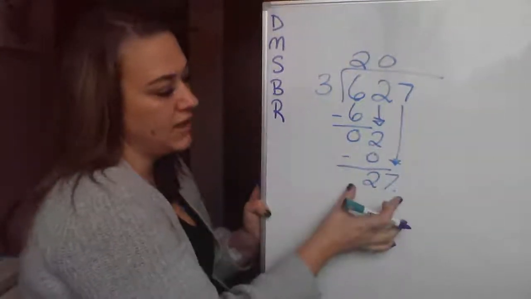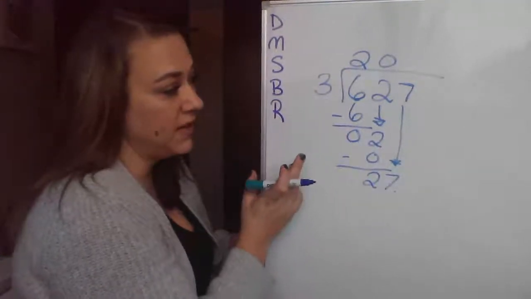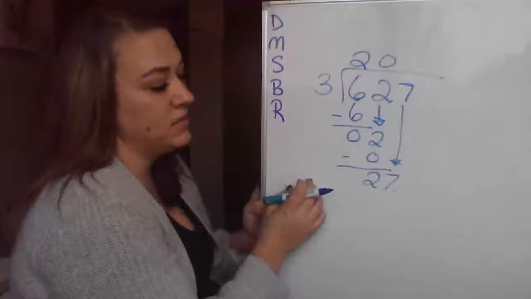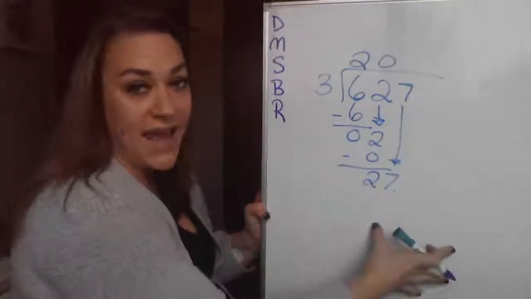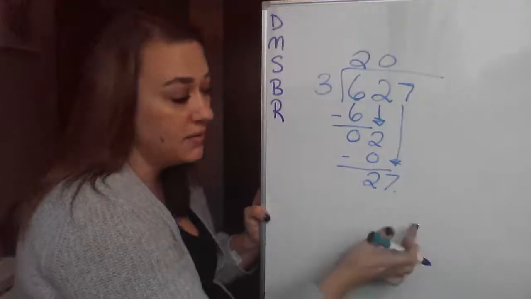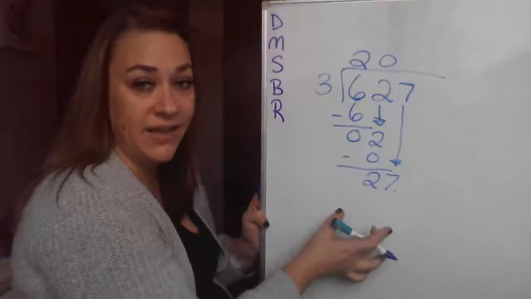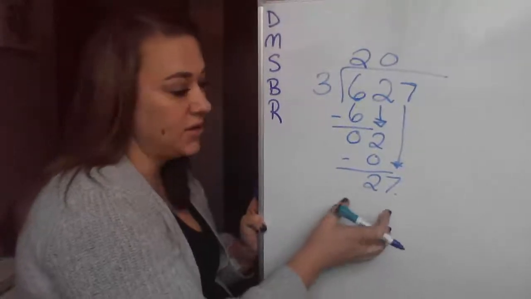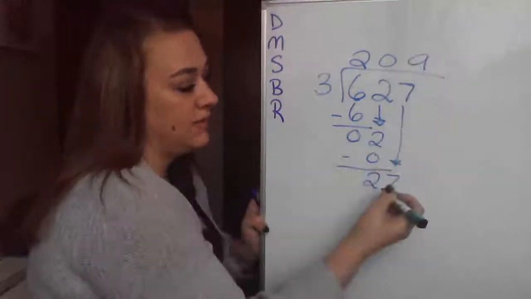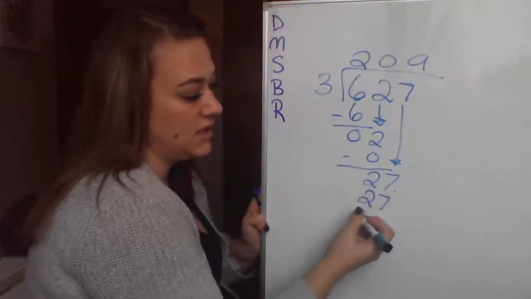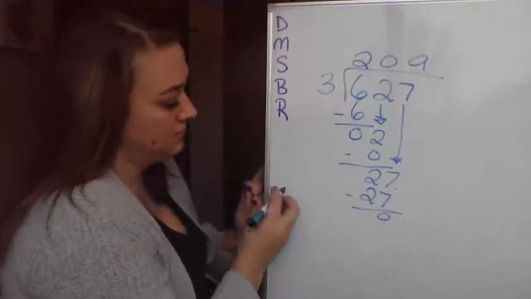How many groups of 3 can I make out of 27? Basic facts can help you out, right? Well, I know that 3 times 5 is 15, so it's going to be more than 5. 3 times 10 is 30. 27 is 3 less. And if we know that 3 times 9 is 27, then that's going to help us out. So we know that 3 times 9 will give us that 27 that we need. We don't have a remainder.